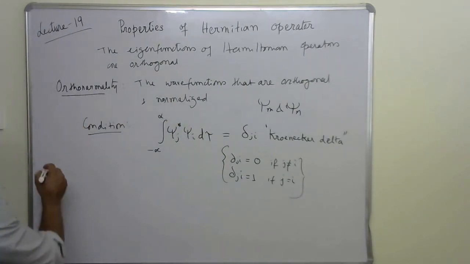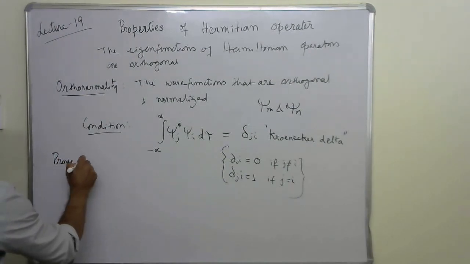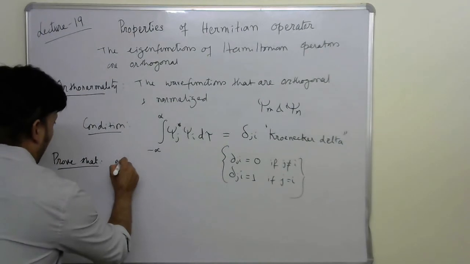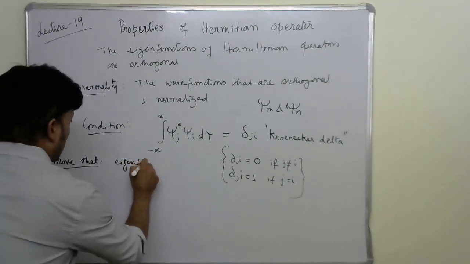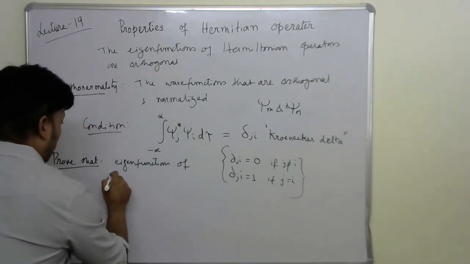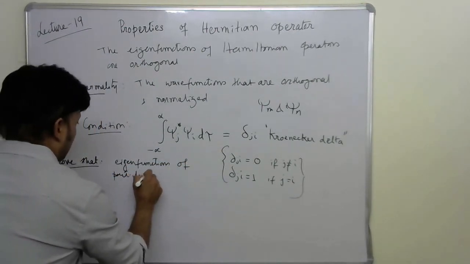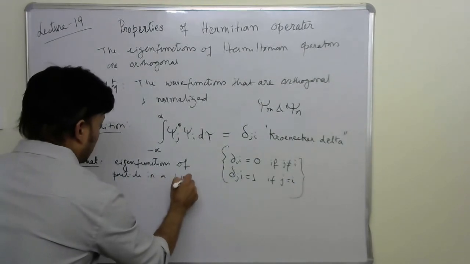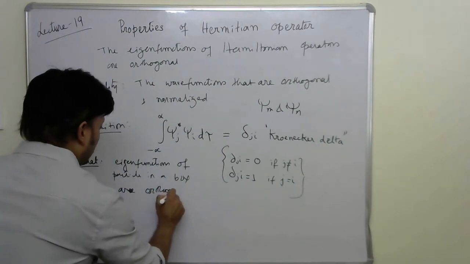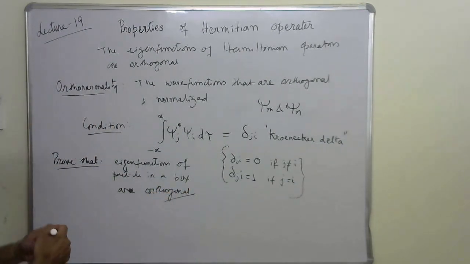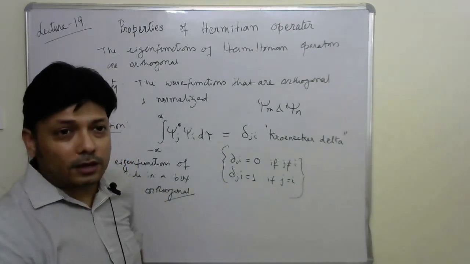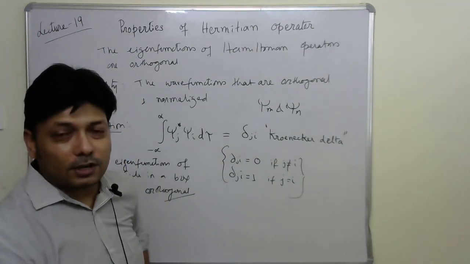So now you have to prove that the eigenfunctions of the particle in a box are orthogonal. You take the example of psi m and psi n of the particle in a box and you prove that those are orthogonal. All right, so that's your task.